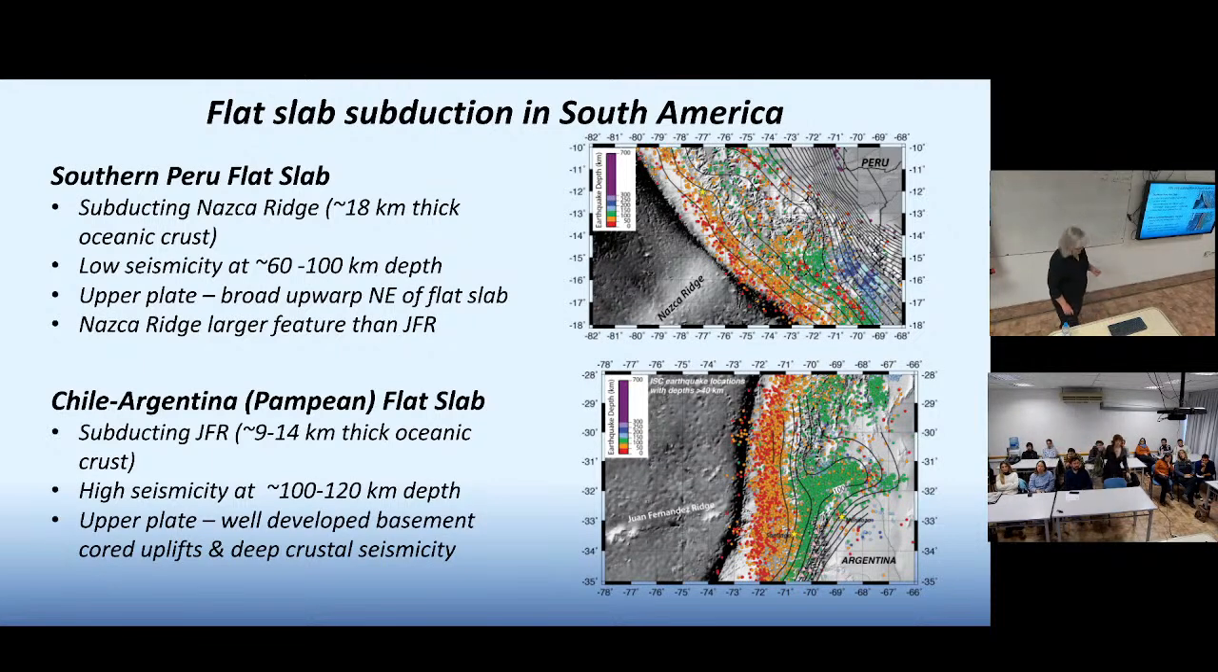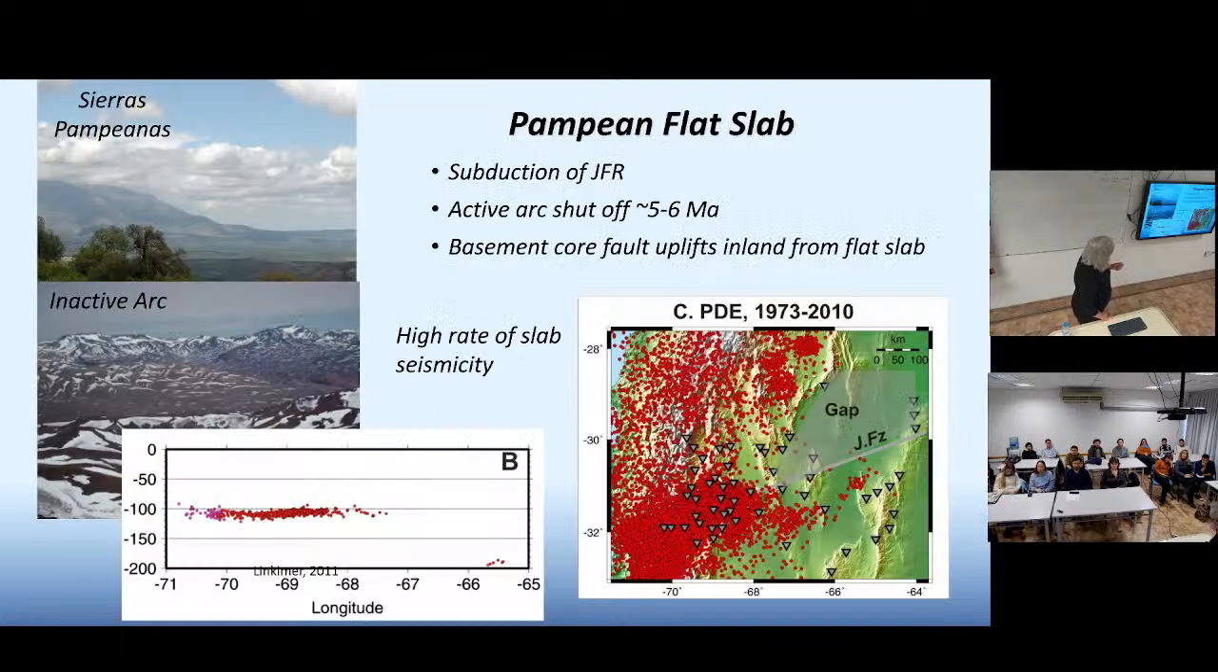Okay, so now let's get to the Pampean flat slab where we are. I've said there's high rates of seismicity. The upper plate has a lot of faults that seem active. There's some debate about whether they may have been pre-existing zones of weakness prior to the flat slab, but they seem to be activated by it. So here's another map of seismicity, and again, no matter how you plot it or what earthquakes you use, all of those red earthquakes, most of those are in the flat slab.